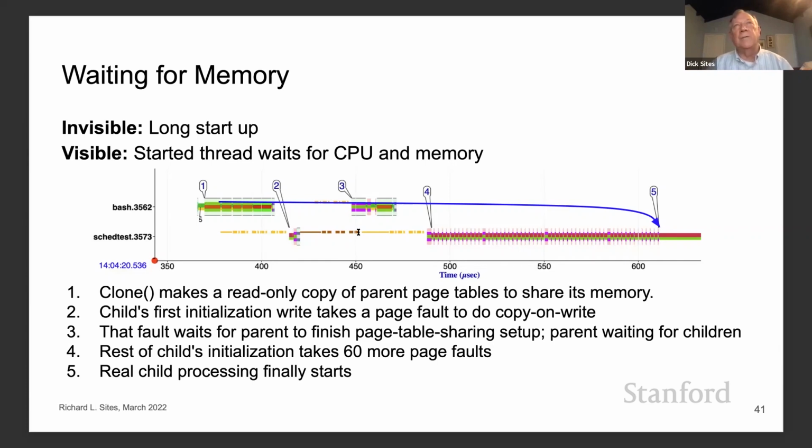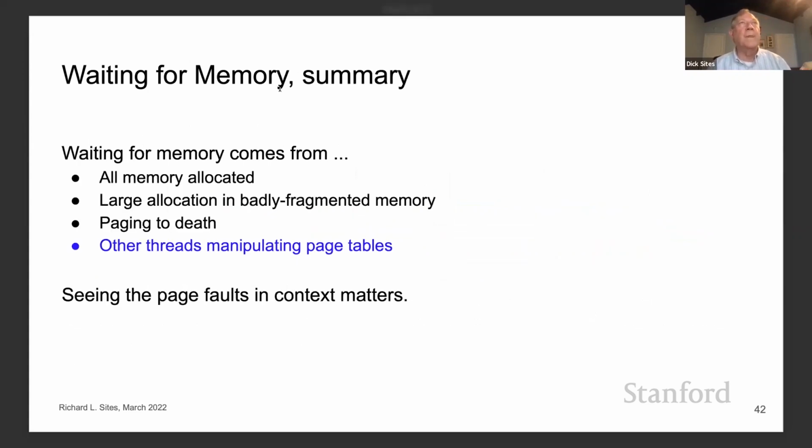So this guy finally finishes the page tables, this guy finally runs, and then it does a whole bunch of initialization writes and takes 60 page faults in a row, doing all those copy on writes. And only then, out at the end, does it start running the real part of the child task. Maybe the few hundred microseconds here doesn't matter, but now at least we understand what's going on and we can decide whether to do something about it or not. For instance, by allocating a bunch of memory for the children ahead of time, if you go between parent and child lots of times, the children can use pre-initialized memory.